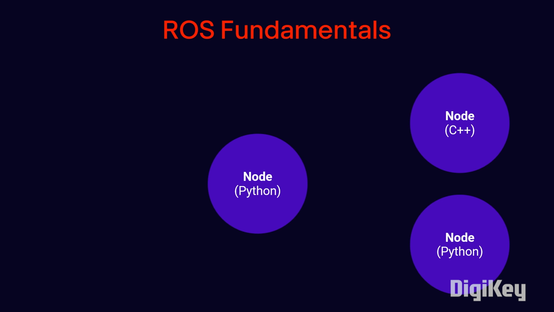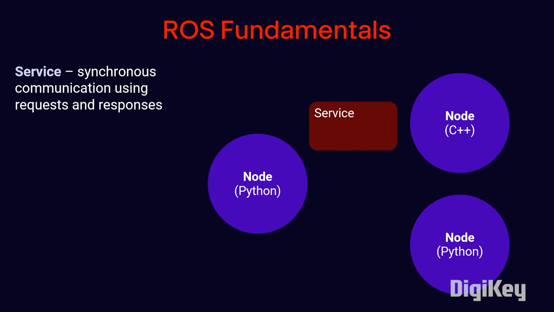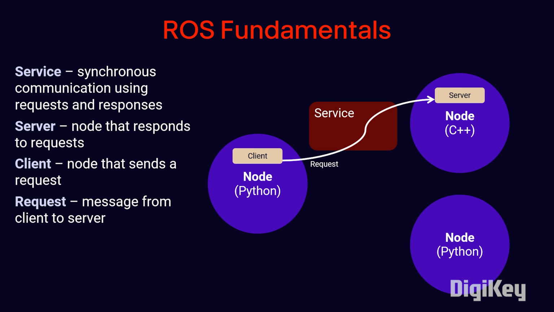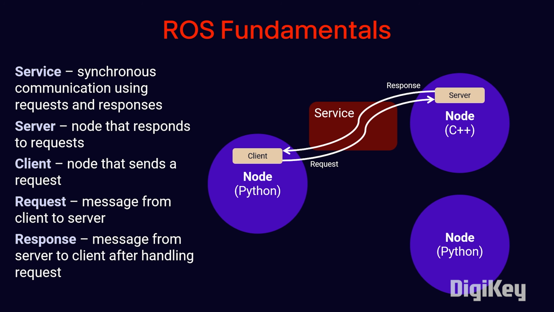As opposed to topics, a service is a synchronous communication technique that relies on a request-response pattern. One node acts as a server waiting for requests. Another node is the client, which sends the request over to the server. The server then performs any necessary calculations or actions and sends a response back to the client. Requests and responses are messages that adhere to a particular interface, much like you found with topic messages. However, as you will see, a service interface defines both the request and response fields.